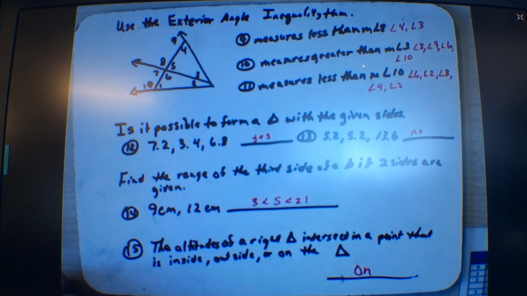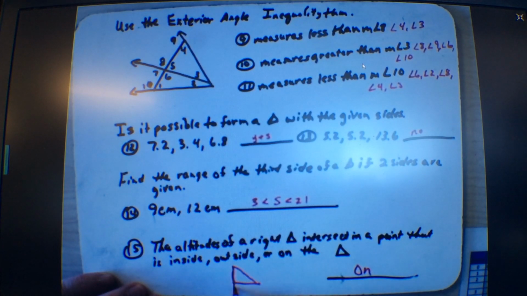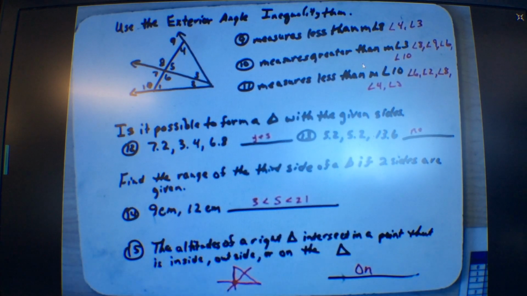Is it on this side, like this one? The longest, which is the hypotenuse. I believe it's on, intersecting at a point at the right angle. Here, here, and here. And it intersects in the right angle, so it's on the triangle. No, you're thinking of the perpendicular bisectors.